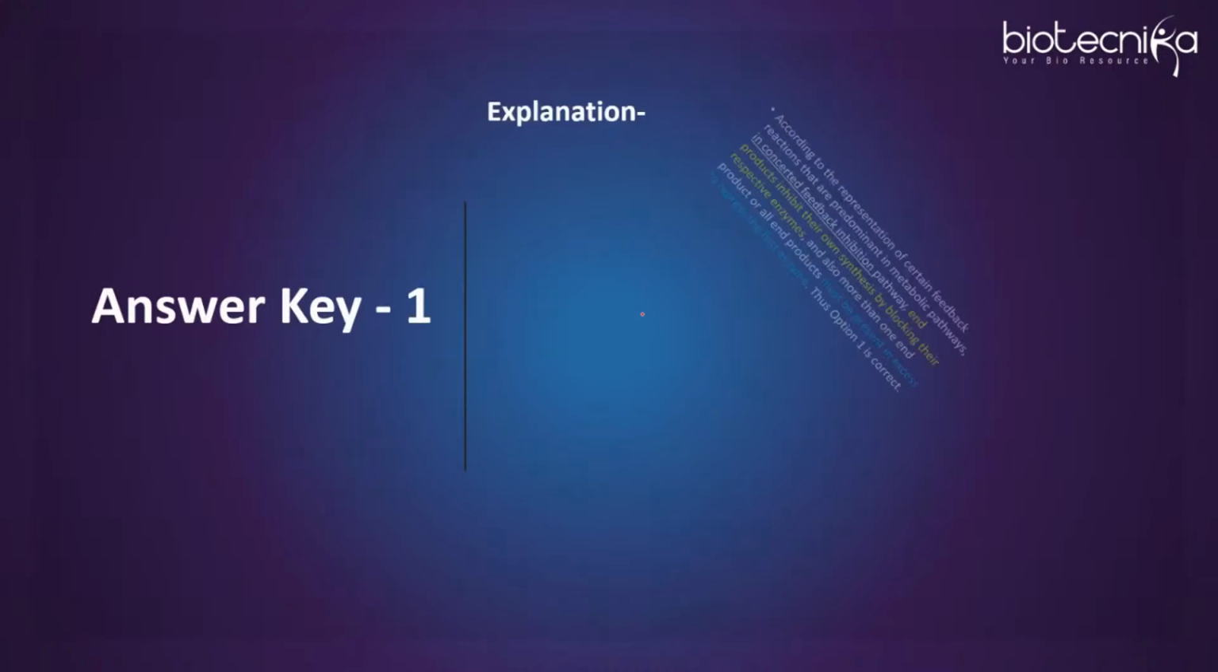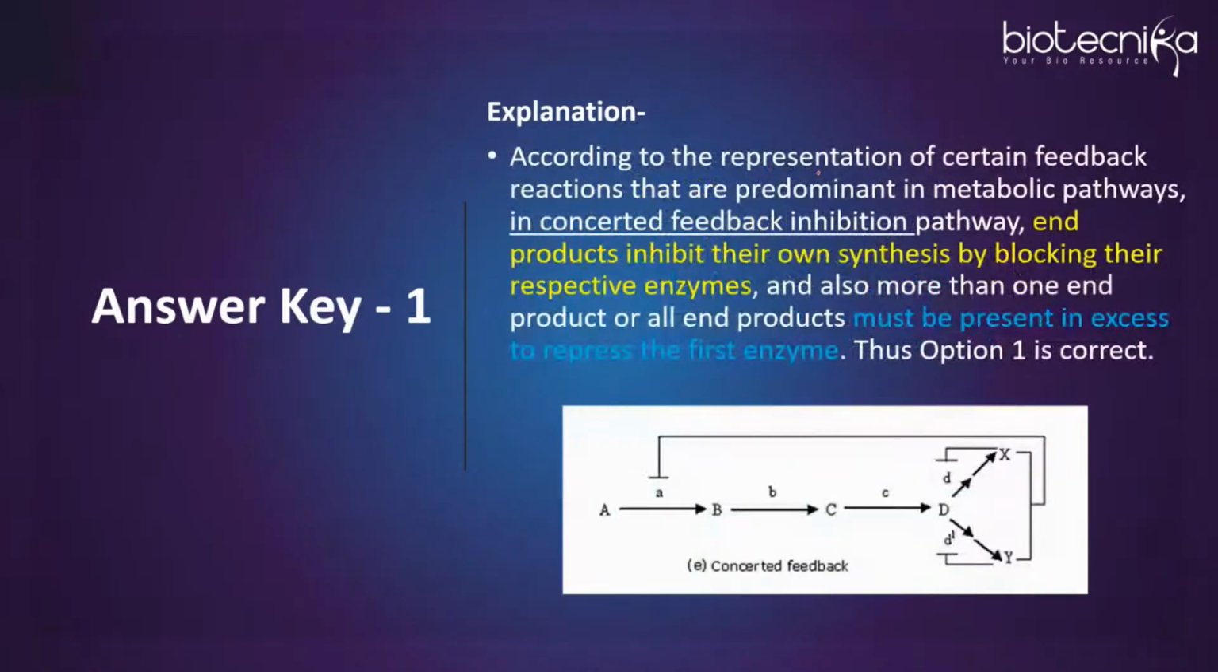So let's see what is actually concerted feedback. Yes, answer 1 is the only option. Explanation: according to the representation of certain feedback reactions, which I'll tell you, in concerted feedback, what happens? The end products. So here you can see a similar pathway is given. So this is the end product X and Y, which will go and inhibit their own synthesis. So as you can see, this is preventing its own synthesis.